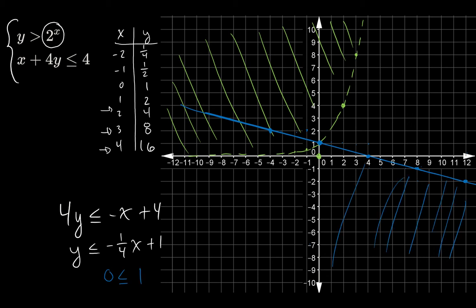Now, if I'm really concerned about the parts where both work, let's pick a different color altogether. We'll go with this kind of orange color. So in here, not including the lower boundary, right? But everything below the blue line, including the blue line, and above the green curve, are solutions. So our solutions are everything in that region.